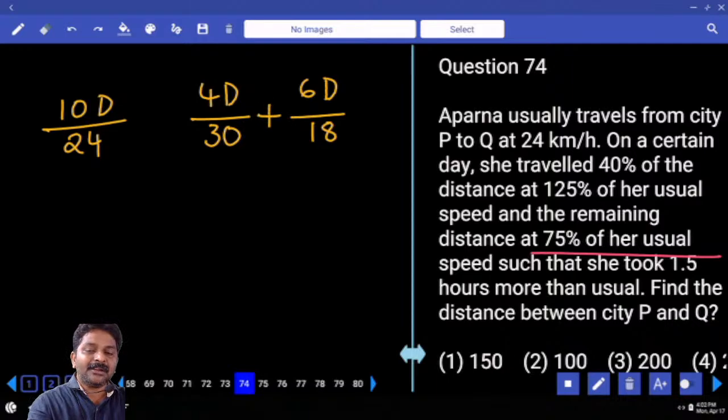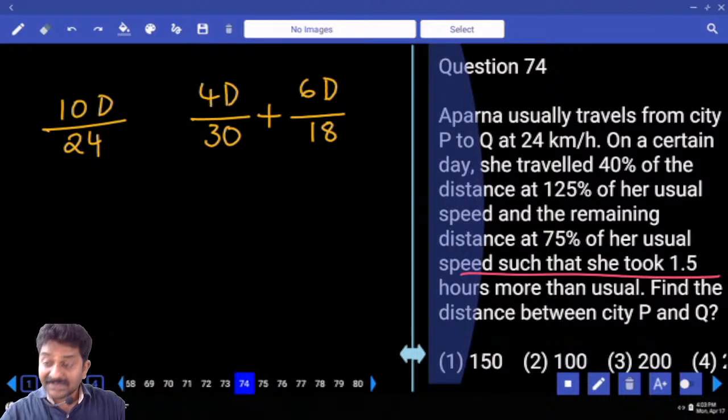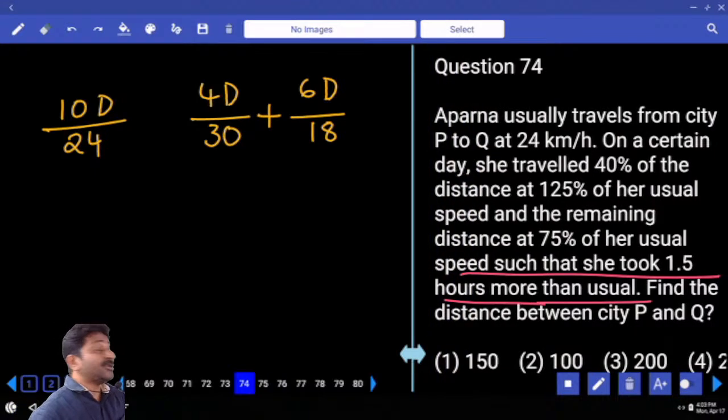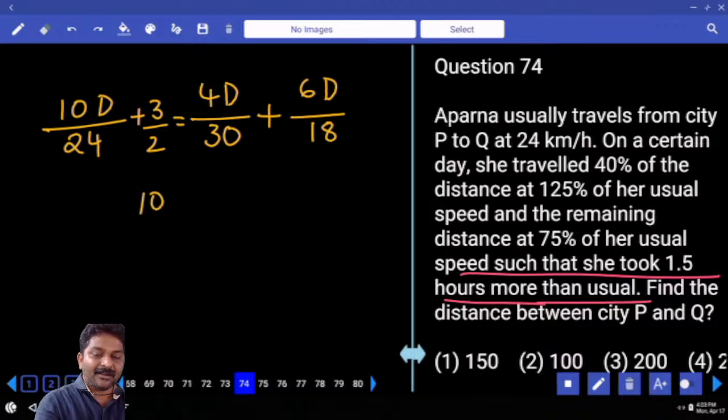Now, the time taken to cover the total distance is 4D by 30 plus 6D by 18. Yes or no? This is the time that it takes now. Such that she took 1.5 hours more than the usual time, 10D by 24. 1.5 hour, can I write it as 3 by 2 hour? Now both are equal. You need to solve and get the value of D.